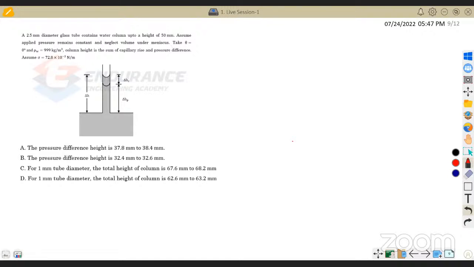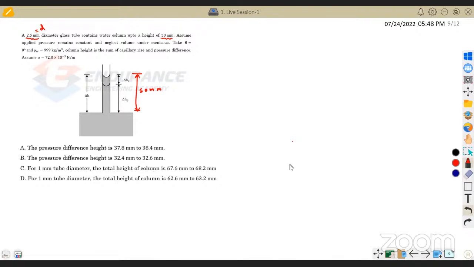Yes, shall we solve? I hope we can solve the question. A 25 mm diameter glass tube contains a water column up to 50 mm. So they said that the total water column is 50 mm. Assume applied pressure, and also they said the diameter of the glass tube is given to us.